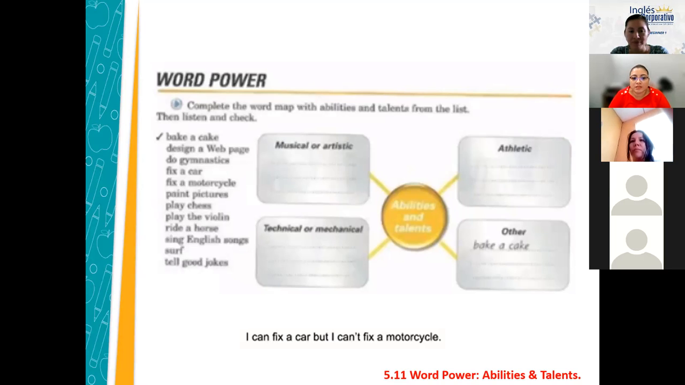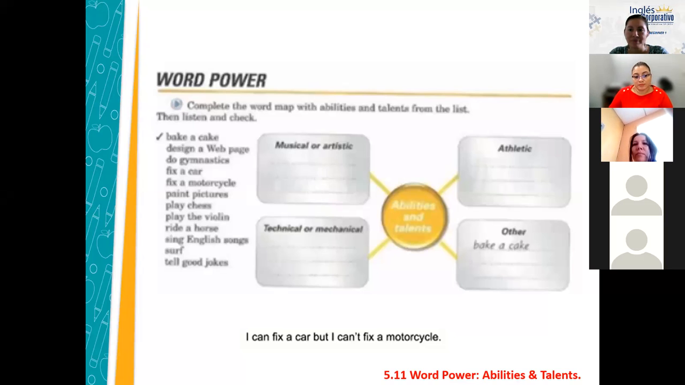Muy bien. But I can't fix. Okay, I can't paint picture. Okay. I can play soccer, but I can't paint pictures, okay? Mm-hmm. Okay, thank you very much, Teresa.